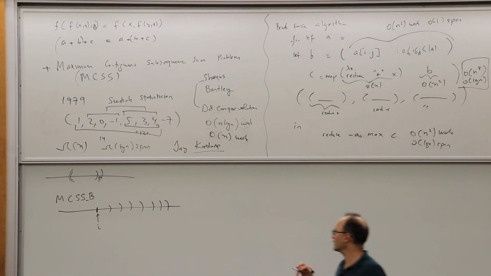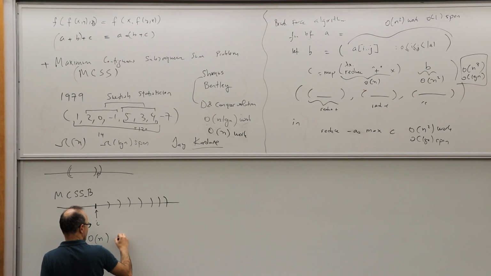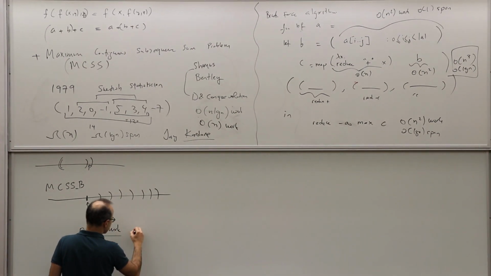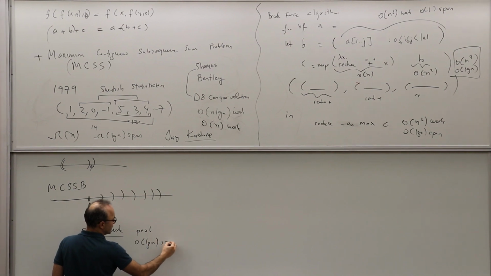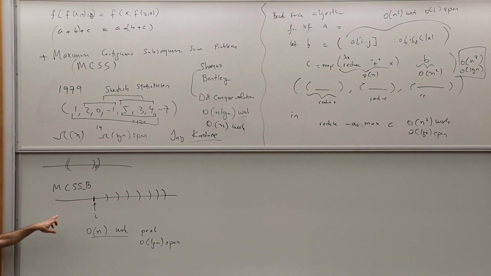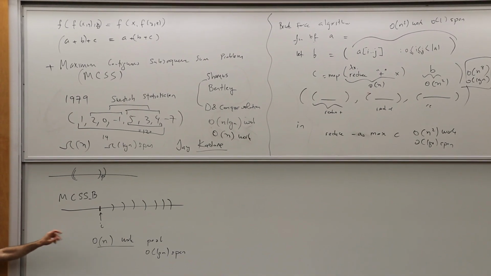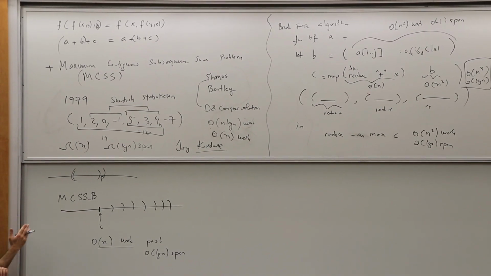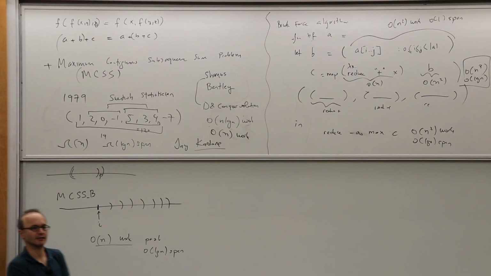Okay, that does linear work, and it's also parallel. Ideally, order log n span or order 1 span or something like that. Is the problem clear though to everybody? What we want to do? We want to find the maximum contiguous subsequence, only for subsequences starting at a particular index.